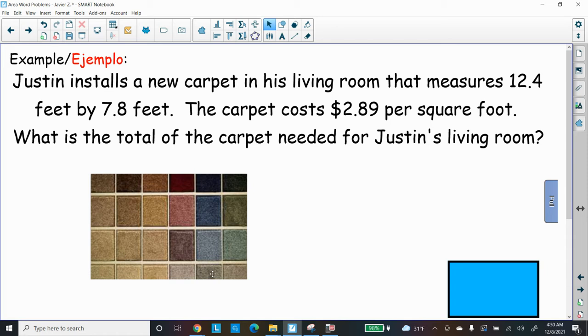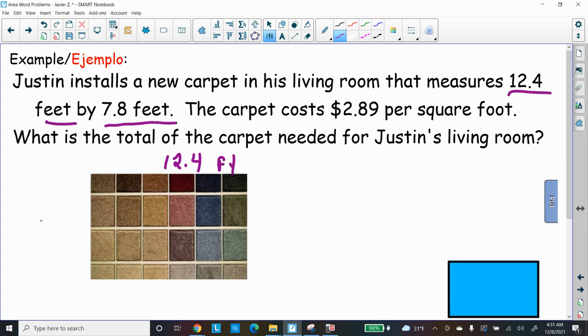It's in the shape of a rectangle. So, what do we have here? We have measurements of 12.4 feet and 7.8 feet.